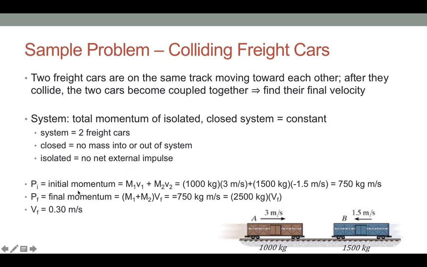So what we need to do is simply find the initial momentum before the collision, which we just take the masses and the velocities, multiply them together, and add everything up. And we find that there are 750 kilogram meters per second of momentum before the collision. After the collision, the two masses are coupled together, so we'll add them together. They'll have a common final velocity. And that must equal the initial momentum. So we plug the numbers in, and we find out that their final velocity combined must be 0.3 meters per second. And since it's positive, it means they're moving to the right.